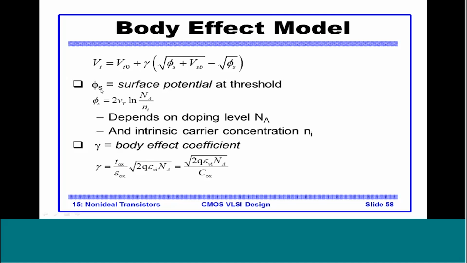So phi s is the surface potential at threshold. See, the VSB is captured here. So if VSB is 0, VT is nothing but VT0. However, if VSB is positive, VT tends to increase. This all depends on the doping concentration and the intrinsic carrier concentration. That is why I say that if you want to revise this in detail, you should go back to your device physics book, which has much more detail about the VT changing with respect to the body effect.